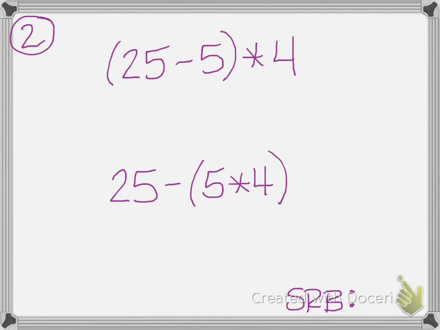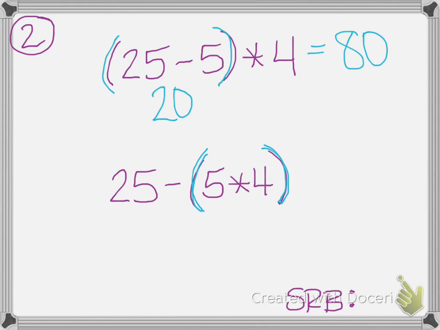Number 2 says solve. So we know that we always solve the parentheses first. So if we look here, we have 25 minus 5 is 20. 20 then times 4 equals 80. So the second one, we have our parentheses, or what we call grouping symbols, around the 5 times 4. So we do 5 times 4 first, which is 20. 20 minus 25 equals 5.